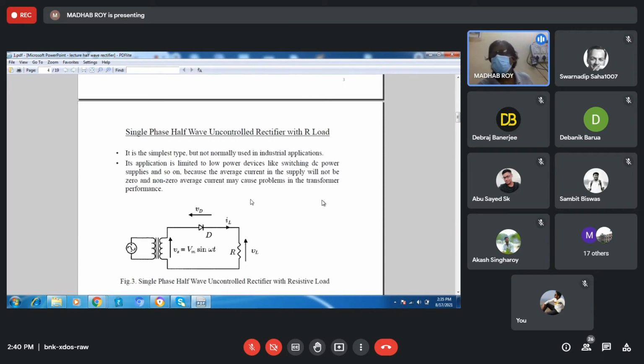Have you got any idea? Can you tell me why it is said that the non-zero average current may cause problems in the transformer performance? Sir, non-zero average current means there is some DC component of current which can saturate the transformer core.